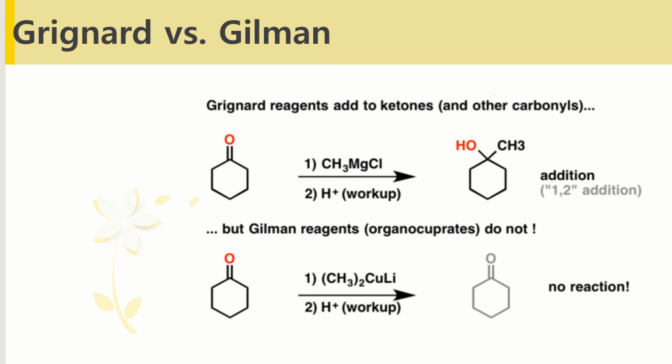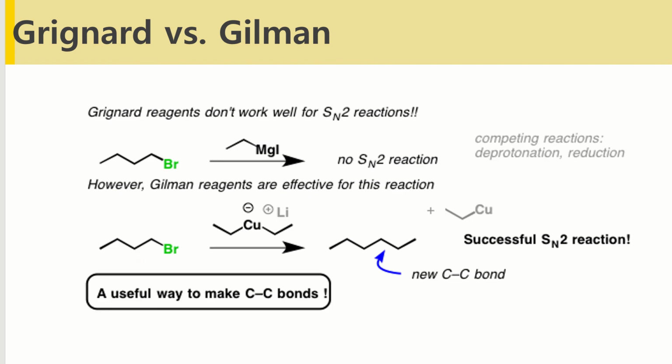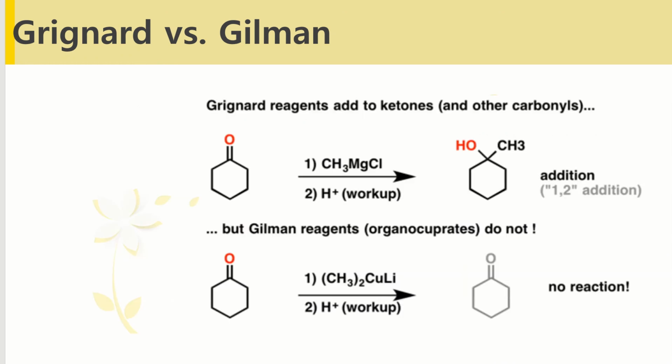So just to point out here that for the previous reaction, the Grignard gives no SN2, and the Gilman will form the carbon-carbon bond. Here it's the reverse. The Gilman gives no reaction with carbonyl compounds. However, Grignards react with carbonyl compounds.